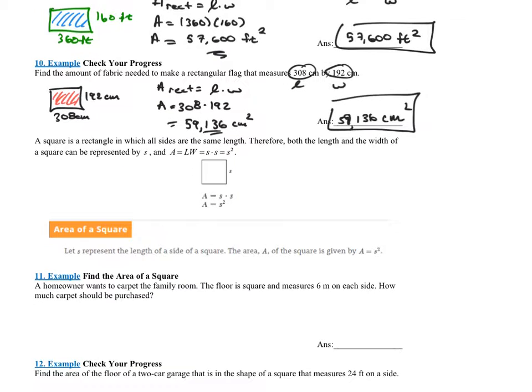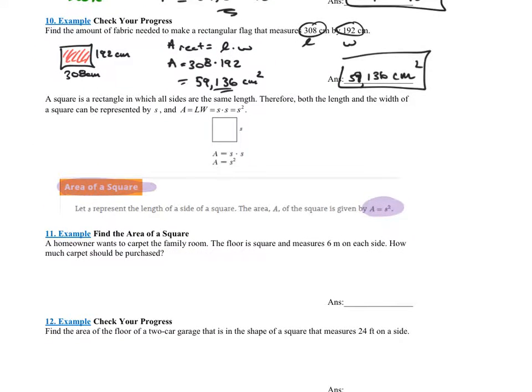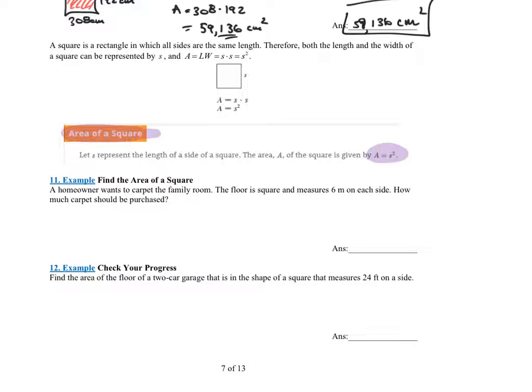Okay. So a rectangle's area is length times width. What about a square? Well, a square's area is length times width still, because a square is a rectangle, but it's a little different because the length and the width are the same. So you do have a little bit of a different formula for a square. The area of a square is represented by the formula A equals S squared. It's still length times width, don't worry. But they usually only give you the length of a side, so just take that number and square it.